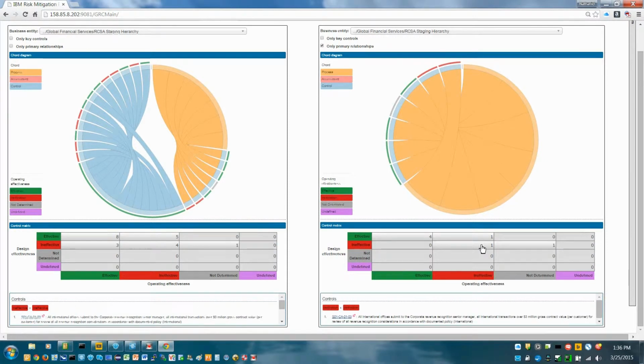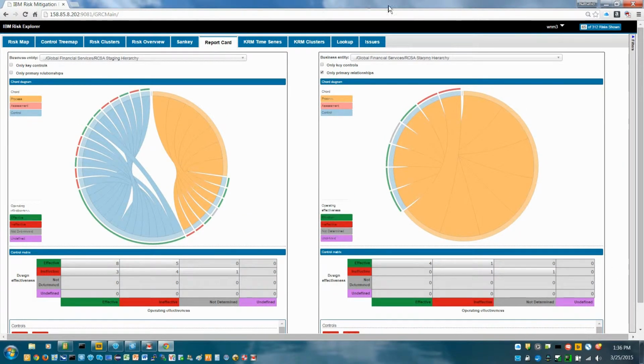On the right there's only one that has this situation, and we can see that at the bottom, whereas on the left side we see all 4 controls that were being referenced. On the right, by focusing only on primary relationships, we see there are only 2 controls that this business unit is responsible for that they can correct.